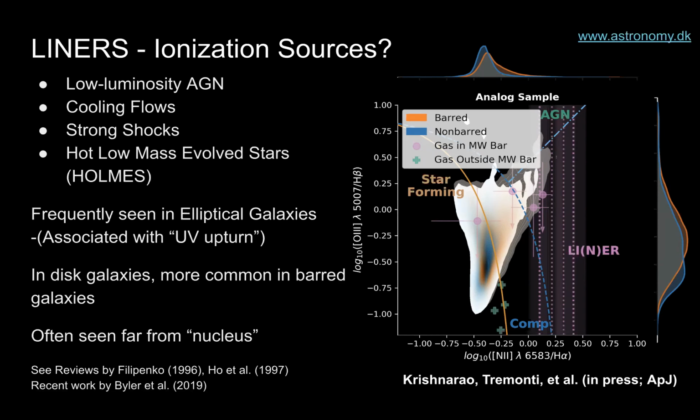So again, where there's really little star formation and just lots of these older stars, and they're somewhat associated with UV upturns in these other galaxies. And within disk galaxies, they tend to be more common in barred galaxies.